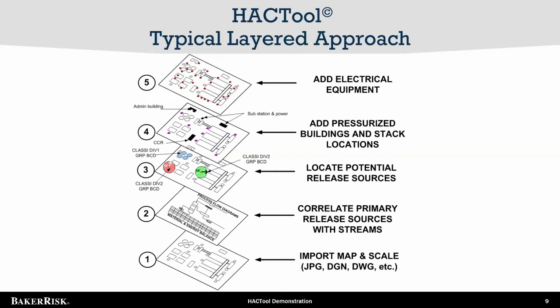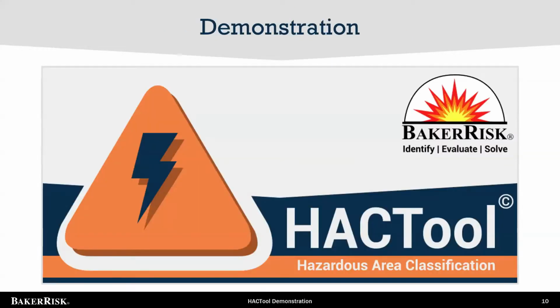Step 4, we'll add in a couple of buildings, some example buildings and some stack locations. You know, building stacks are important to know where they're located in your facility, or specifically in regards to hazardous area classification. And step 5, we'll add electrical equipment just to show the ability of HACTool to assess those and generate a report showing compliance or not compliance of our electrical equipment. And of course, step 6 will generate reports on all this, and then we'll proceed with our presentation. So with that, let's open up HACTool and see it firsthand.